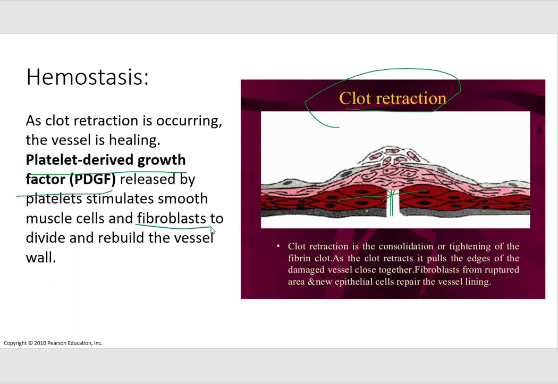Also, that PDGF is going to stimulate fibroblasts to start dividing and building the fibers that are going to be the basement. Here, the smooth muscle will also divide, fill in this, and eventually these epithelial cells here will divide and grow. And before you know it, the entire wall is back where it started from.